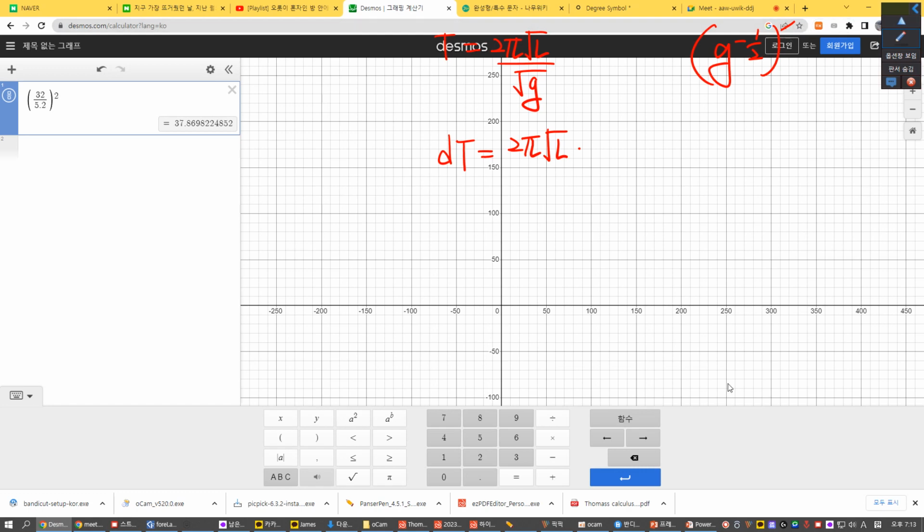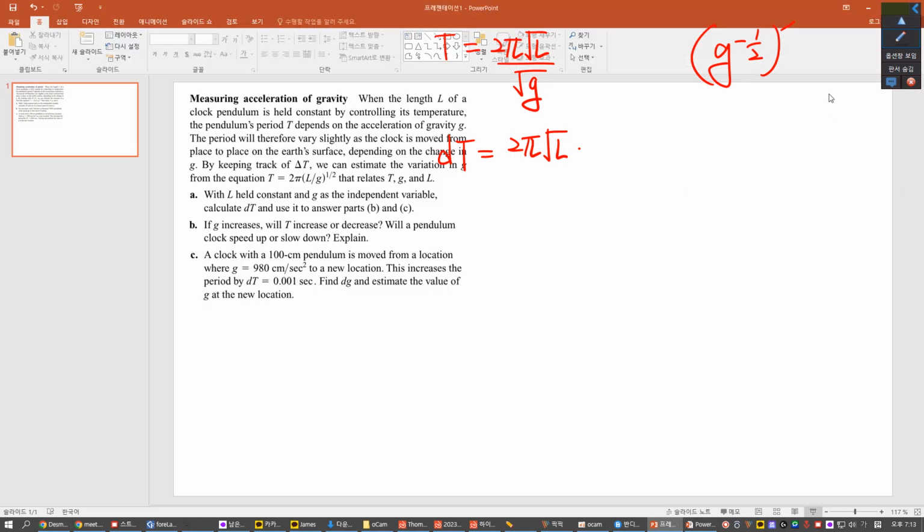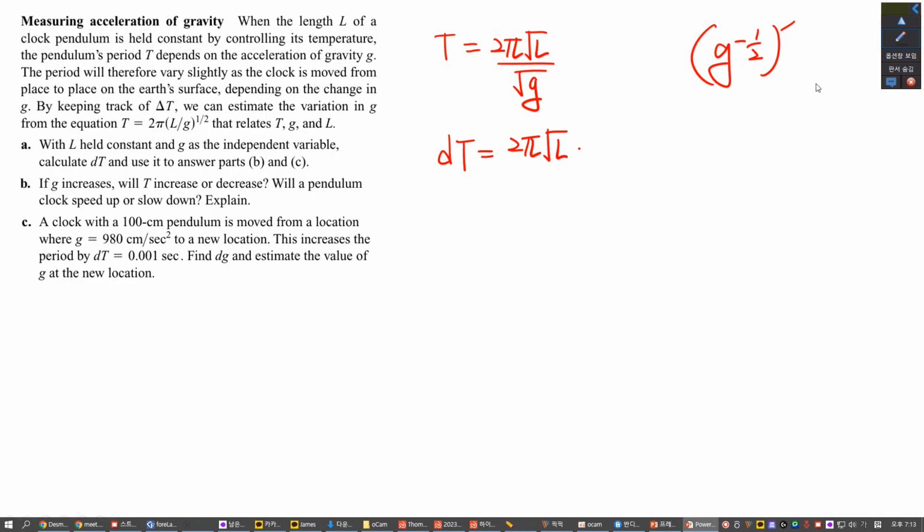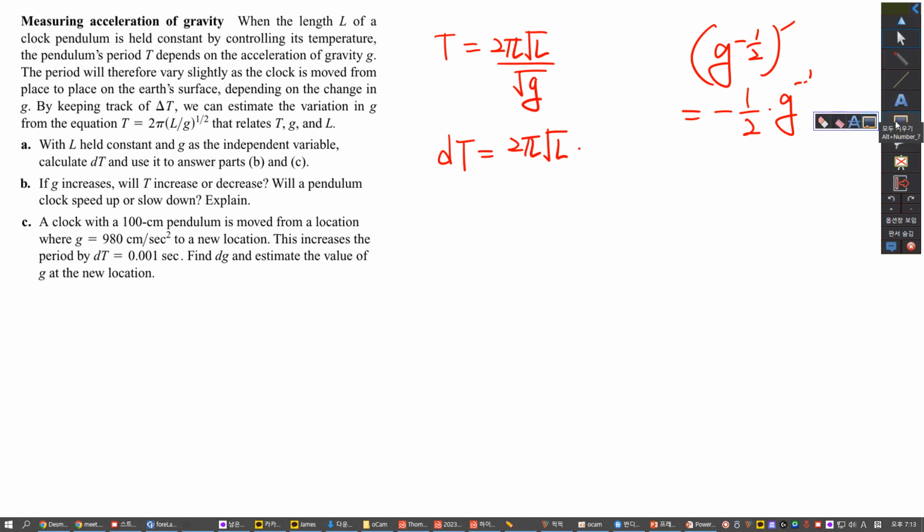Okay. So find the derivative of g to the minus half power. This one. Negative square root of g. Yeah, negative. Okay, like this. This comes out, and then the exponent, you subtract one from the original exponent. That means the exponent is minus 1.5.